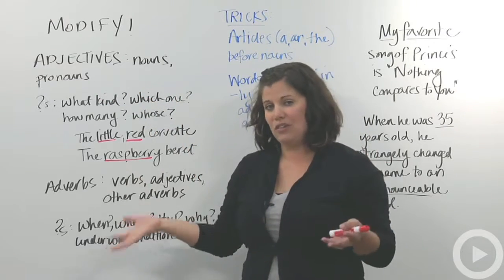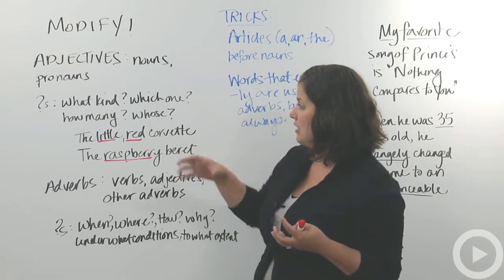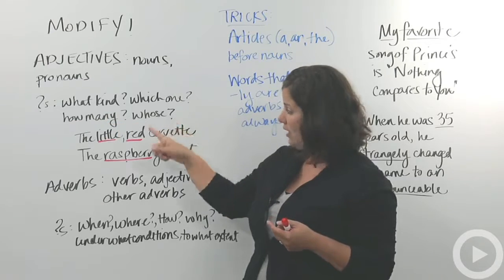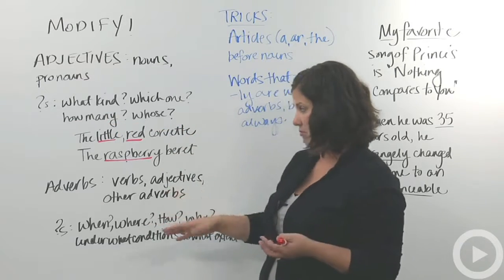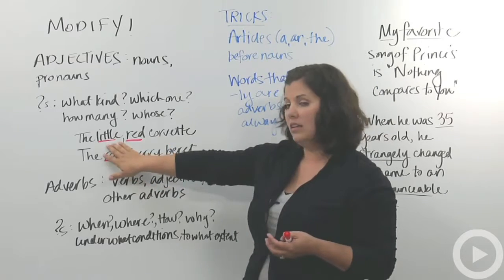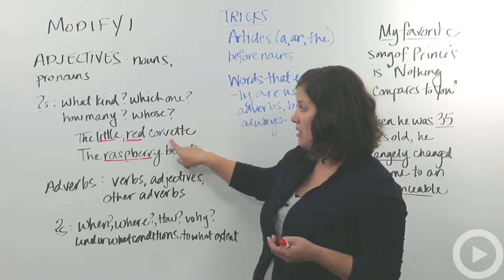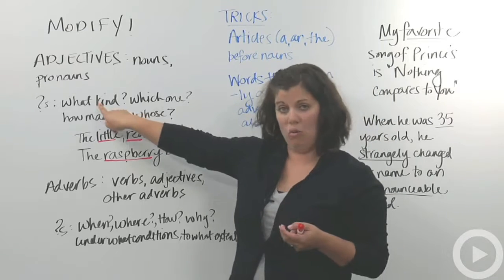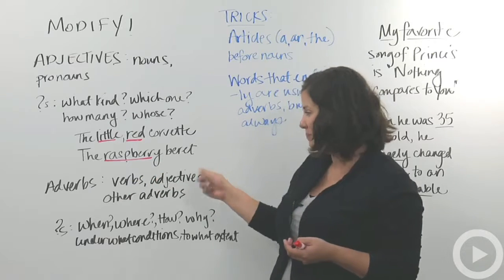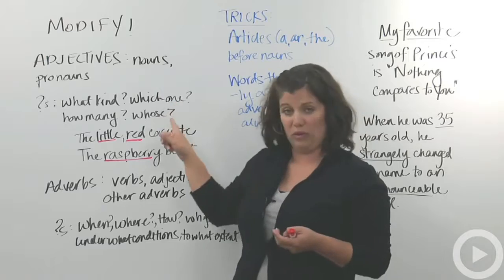The nice part is you have some questions that actually help you remember what an adjective is. So adjectives will always answer the questions what kind, which one, how many, and whose. If you take a look at these examples, we've got the little red Corvette. Little and red are both words describing the noun Corvette, and both of them are answering what kind. All right. The next example, the raspberry beret. Raspberry is describing the beret, and it's telling us which one.